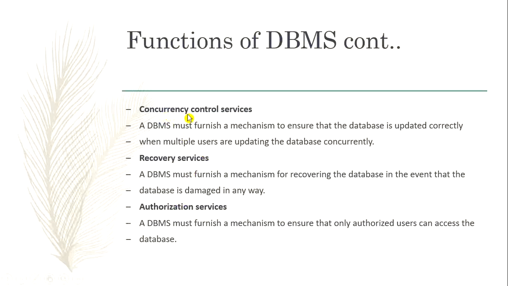Next, we have concurrency control services. A DBMS must furnish a mechanism to ensure that the database is updated correctly when multiple users are updating the database concurrently. The basic purpose of a database is that it should allow multiple users to share information concurrently. Concurrently means at the same time. So it is easy when the users are just reading the data, but when the users are updating the data at the same time, it can become a problem.